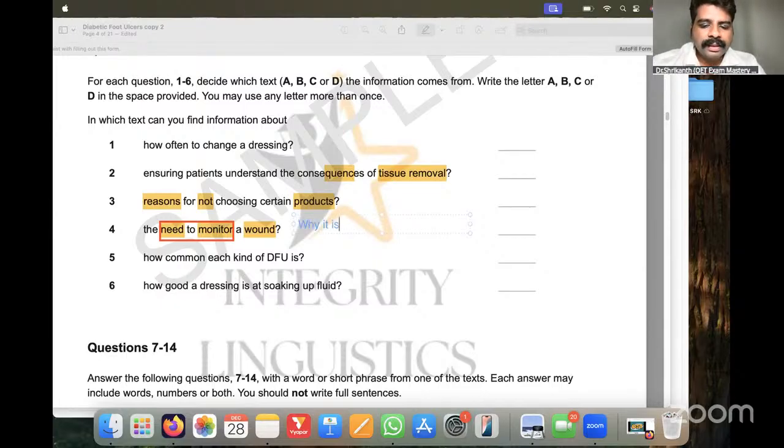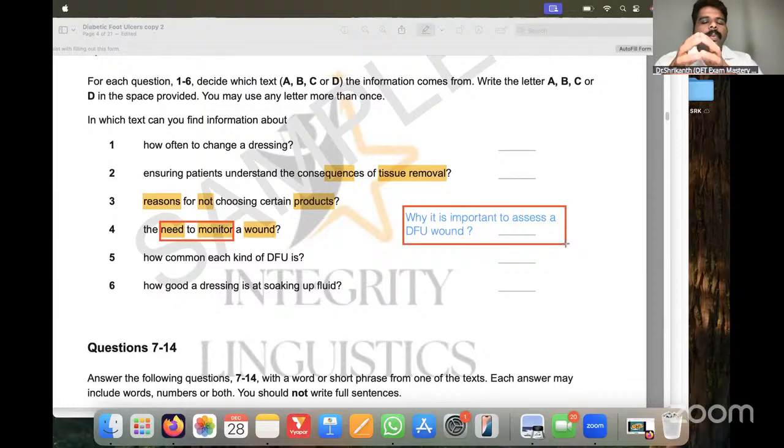Why it is important to monitor, or monitor basically means what? To assess a diabetic foot ulcer wound. This is what the question is asking us. The question is asking us why we have to monitor, why it is important. Okay, see, the need to monitor. The need to monitor basically means what? The need to assess. Okay. So if there is a wound over here, why is it important, why is it needed for us to assess it? So what is your intuition telling you over here?